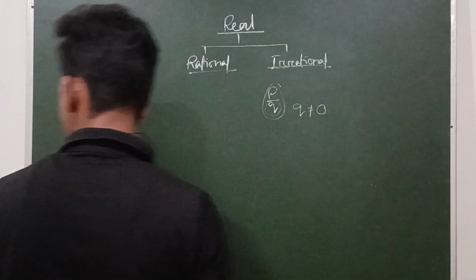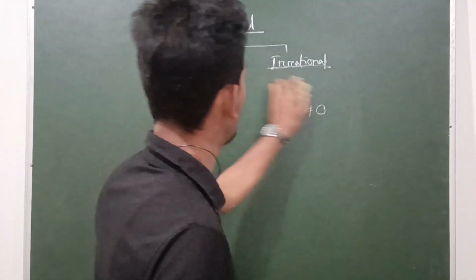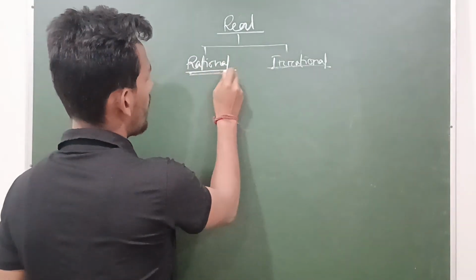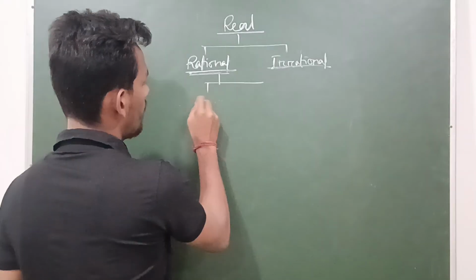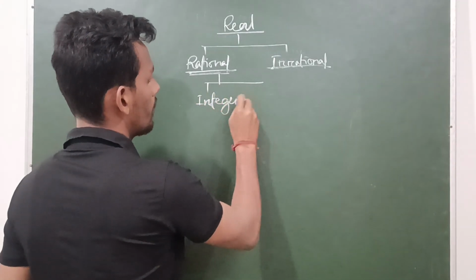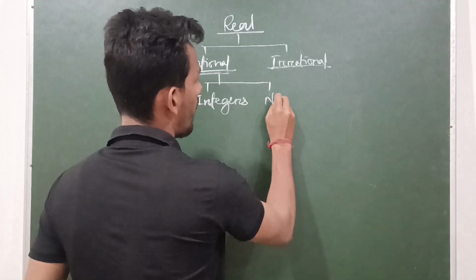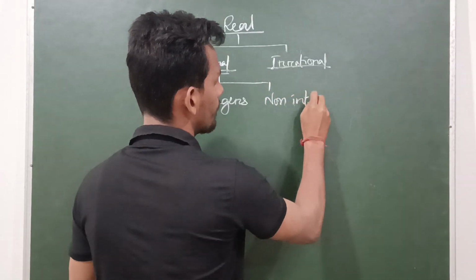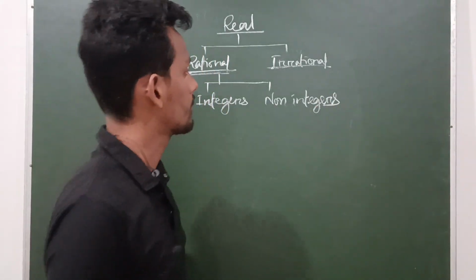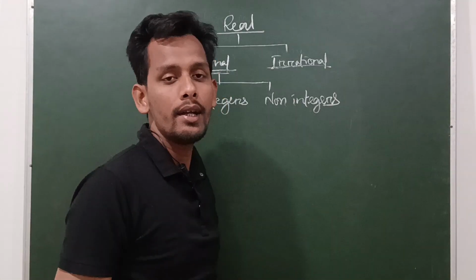Clear? So inside the rational numbers, you can write integers and non-integers. Okay, integers and non-integers. Now, what are the irrational numbers?